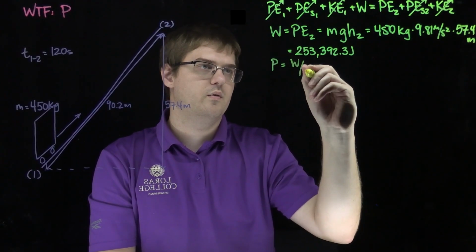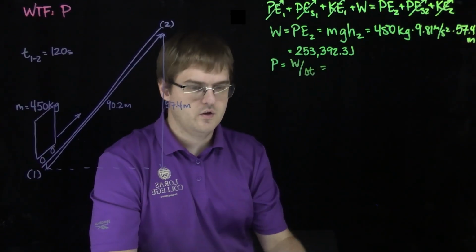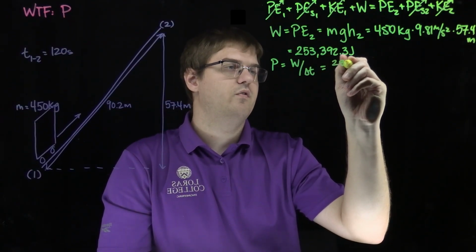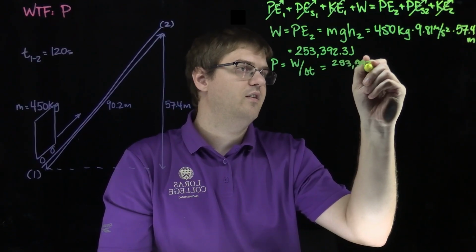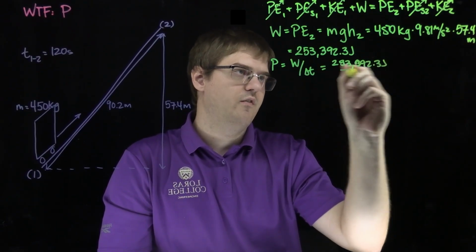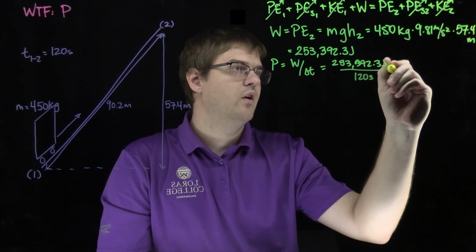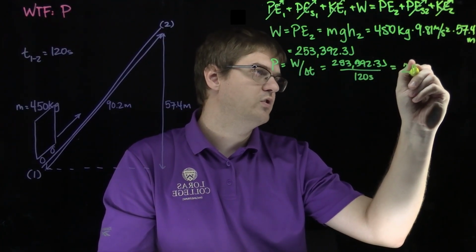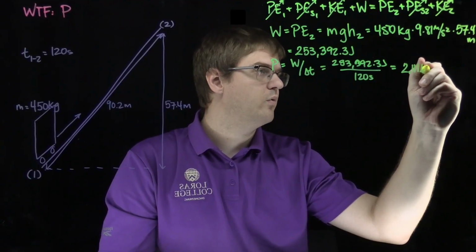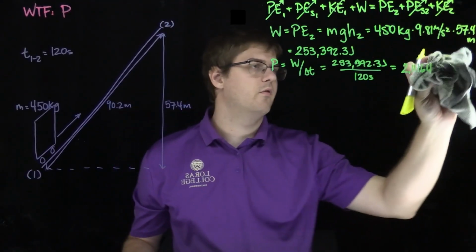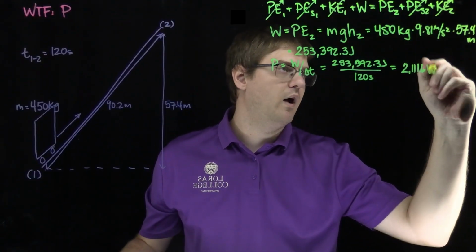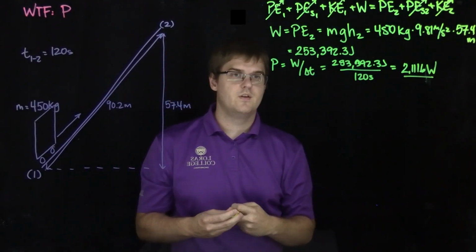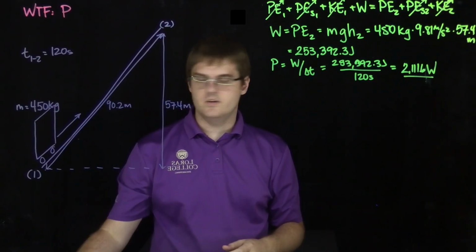And then my power is work per unit time. So I have 253,392.3 joules divided by 120 seconds. Joule per second is a watt, and I have 2,111.6 watts. And I've solved it. Easy enough. That is using the energy equation.